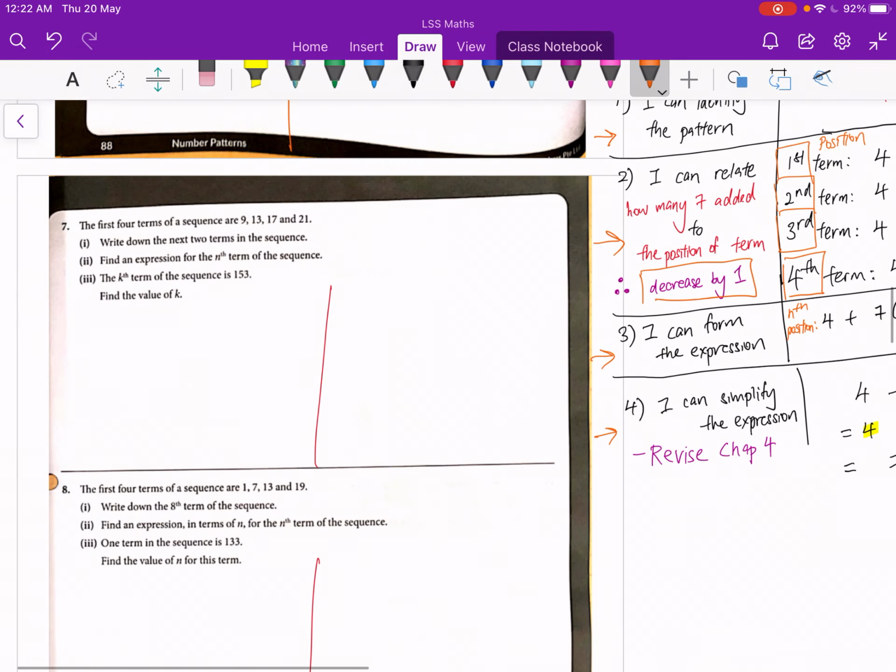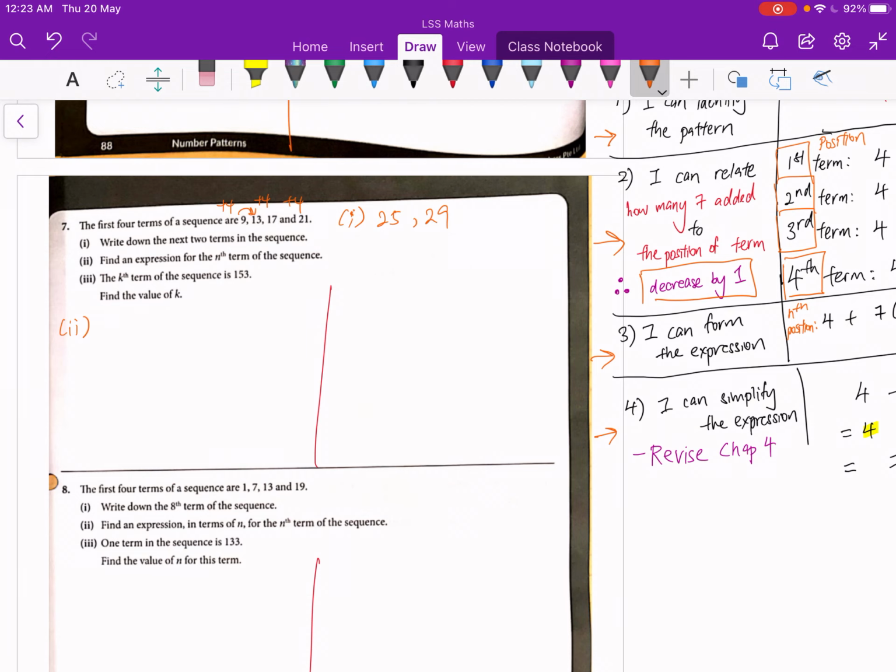So for question 7, I won't go through part 1 because part 1 is quite straightforward. Let me just give you the answer for part 1. It will be 25 and 29. Why? Because I noticed that for each number, in order to get the number for the next term, I need to add 4. So plus 4, plus 4, plus 4.